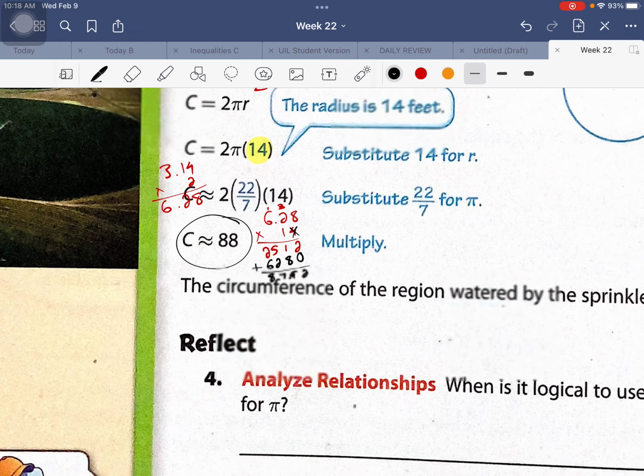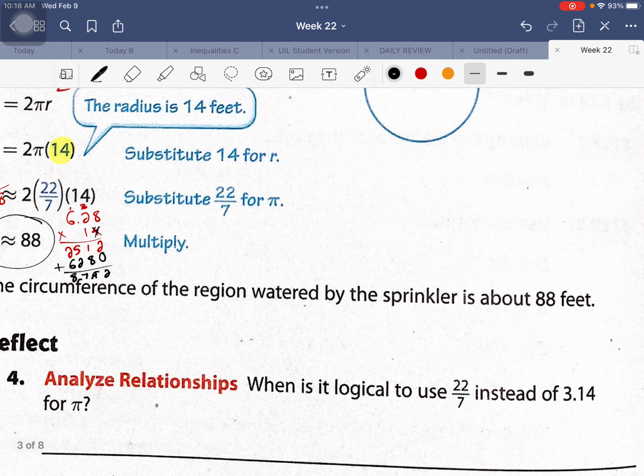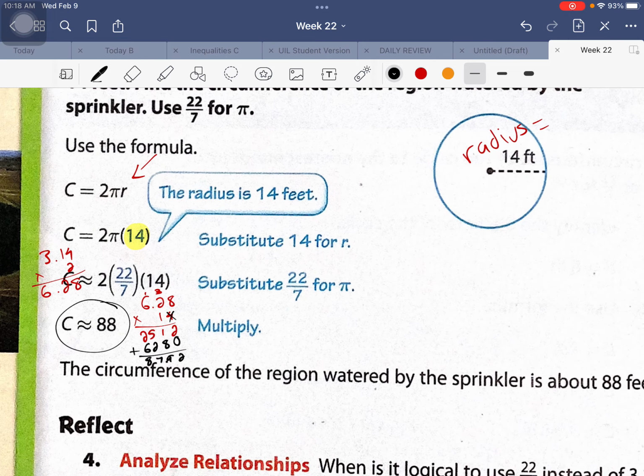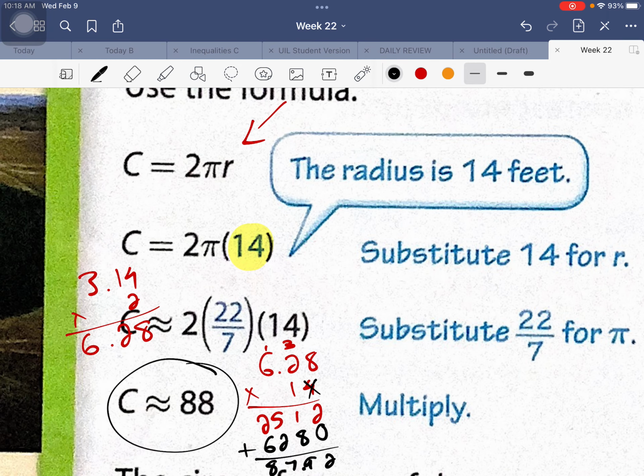Okay, now, the circumference of the region watered by the sprinkler is about 88 feet. How do you find the circumference, guys? There's 2 formulas for it. Can someone tell me one of the formulas? C equals pi d. What's the other? C equals 2 pi. What's the other formula, Camila? Wait, 22 over 7? Is that a formula for pi? For finding circumference. Yeah, 22 over 7.